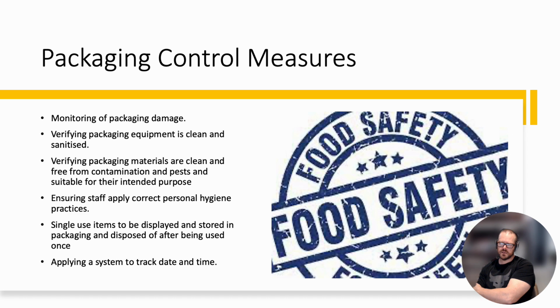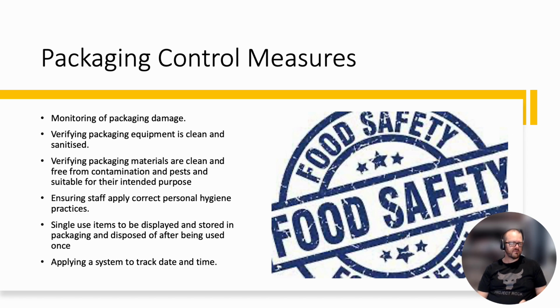Just a couple more of this slide and then we'll move on, but this one is about packaging control measures. How do we control instances of contamination when looking at our packaging? Some basic ones there are monitoring the packaging to check for damage. Maybe it's verifying packaging equipment is clean and sanitized, so that could be just where our packaging is stored. Verifying packaging materials are clean and free from contamination and pests.